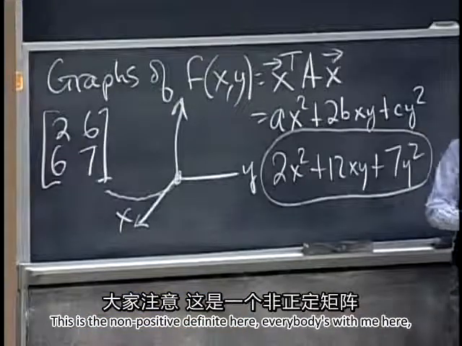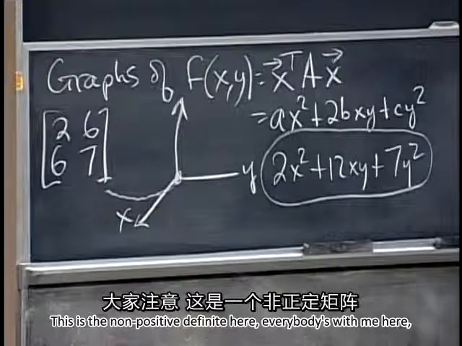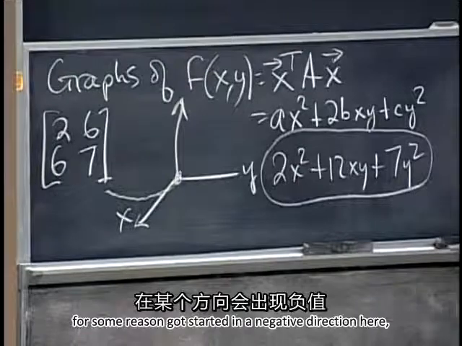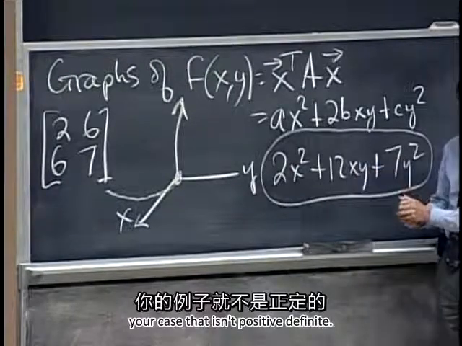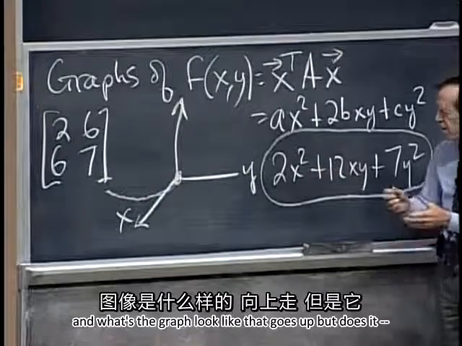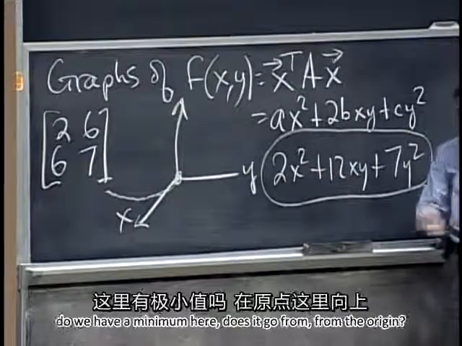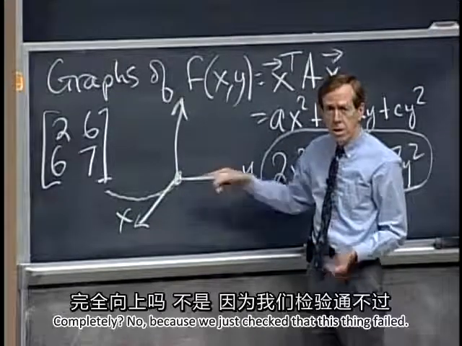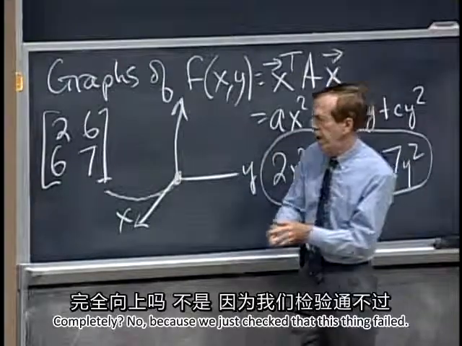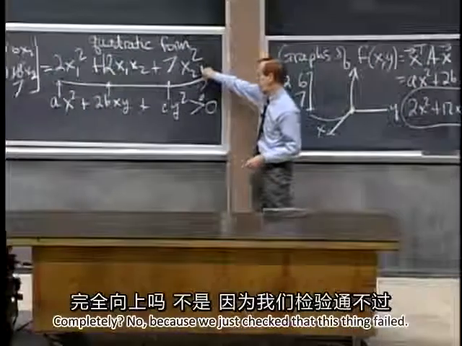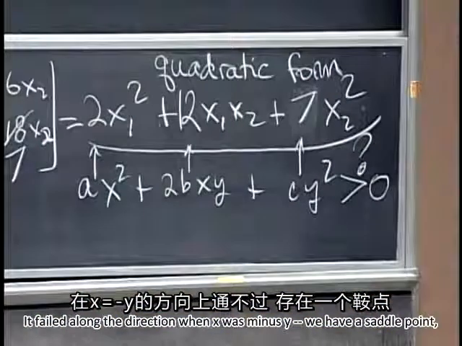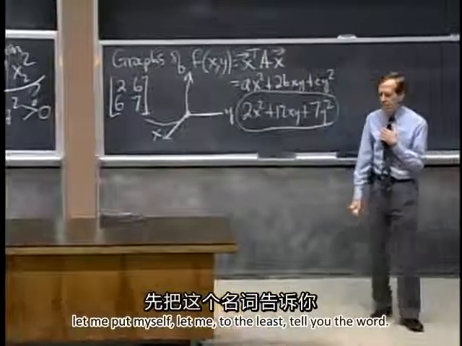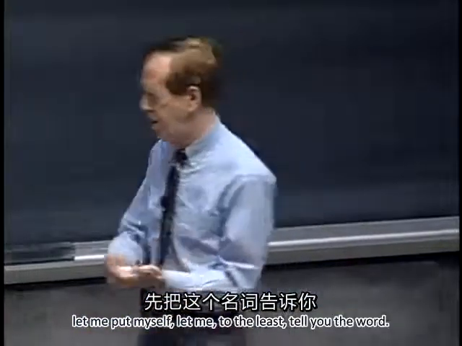This is the non-positive definite case. Everybody's with me here. For some reason I got started in a negative direction, a case that isn't positive definite. And what does the graph look like? It goes up, but do we have a minimum here? Does it go up from the origin completely? No, because we just checked that this thing failed. It failed along the direction when x was minus y. We have a saddle point. Let me at least tell you the word.